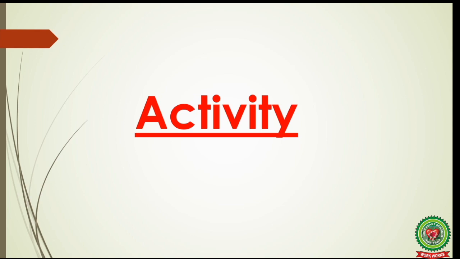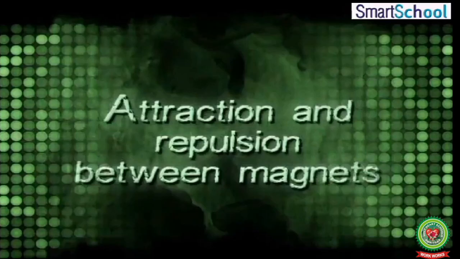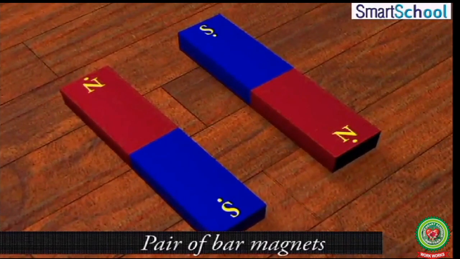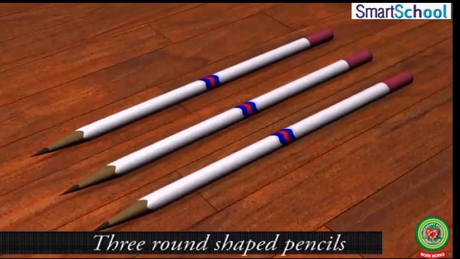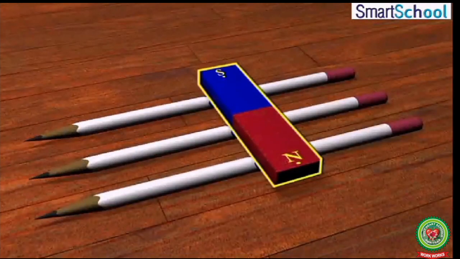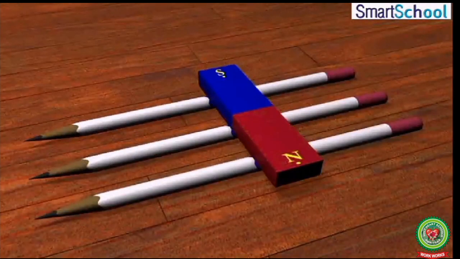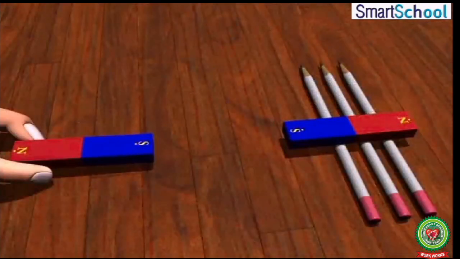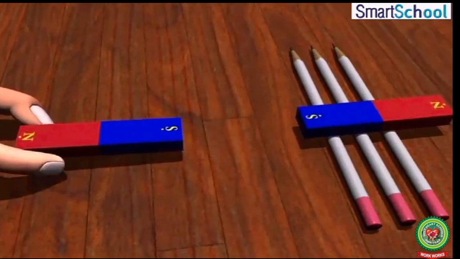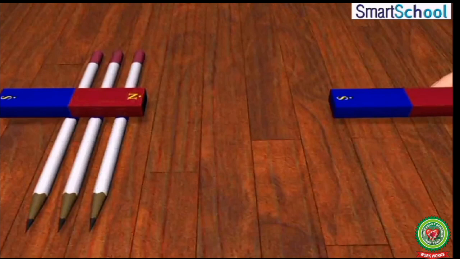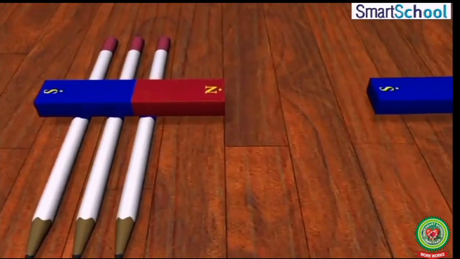Let's understand this with the help of one activity. Attraction and repulsion between magnets. Take a pair of bar magnets and 3 round-shaped pencils. Place the longer side of one magnet over the pencils. After that, bring one end of the other magnet near one end of the magnet placed over the rolling pencils. Make sure that the two magnets do not touch each other.